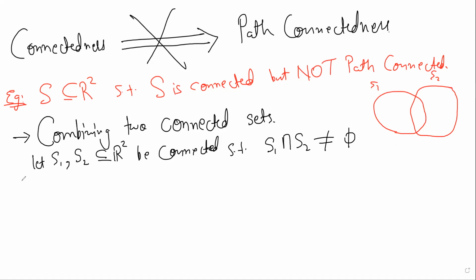Then, I'm not asking about the union yet. Let me first ask about the intersection. That's much easier. Is S1 intersection S2 connected? And the second question is, is S1 union S2 connected?